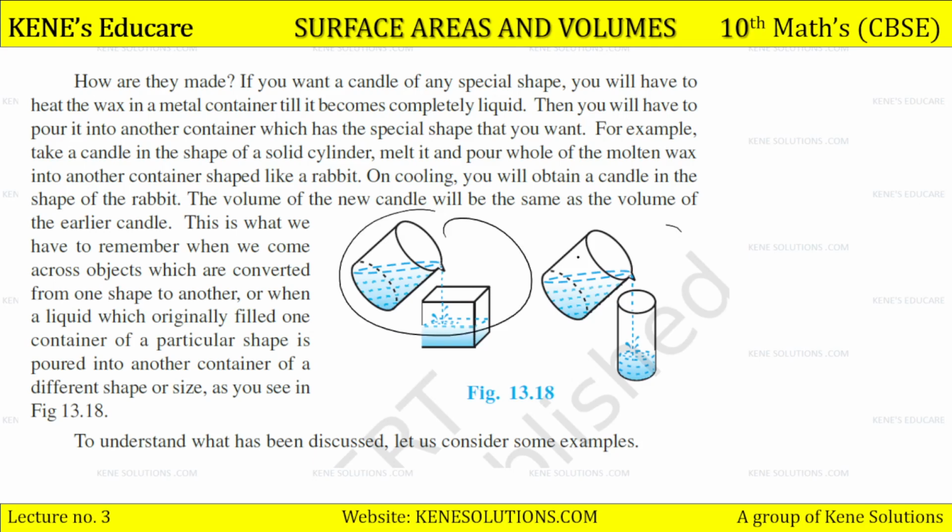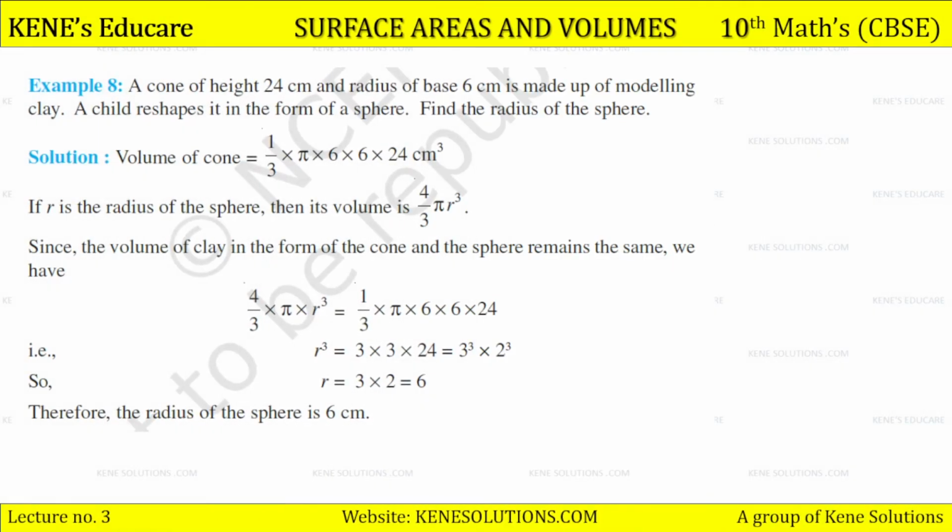Okay, so here you can see it. So to understand what has been discussed, let us consider some examples. So look, example number 8. A cone of height 24 cm and radius of base 6 cm is made up of modeling clay. A child reshapes it in the form of a sphere. Find the radius of the sphere. So volume of cone, what will it be?